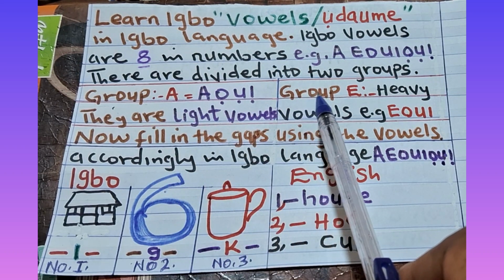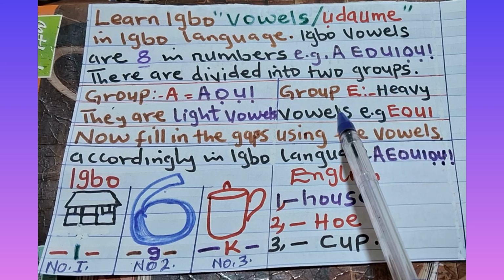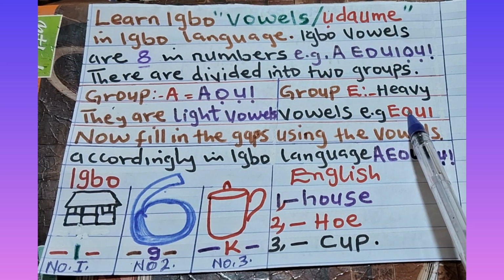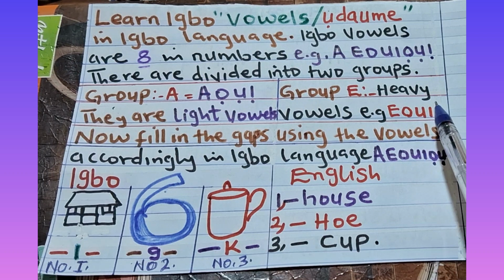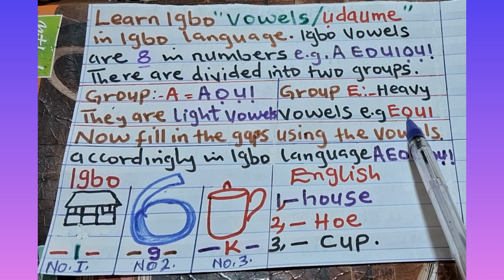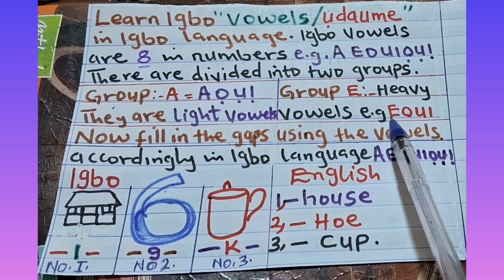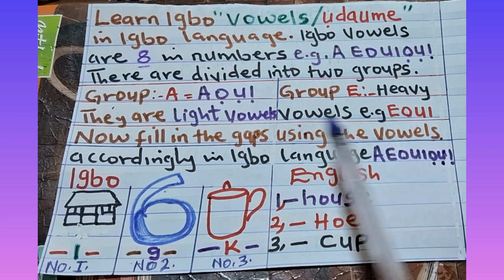The second group is called group A, heavy vowels. Example: A, O, U, I. They don't have a dot under. You can see that they are heavy in pronouncing.